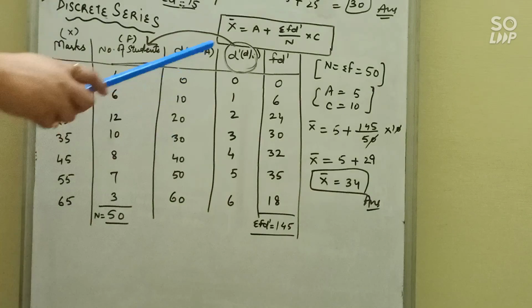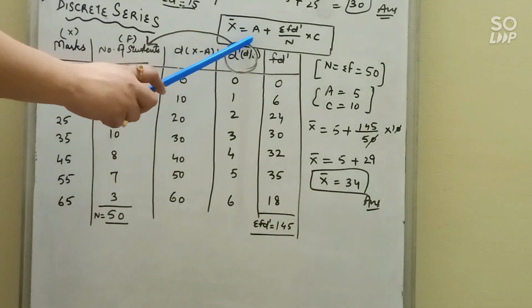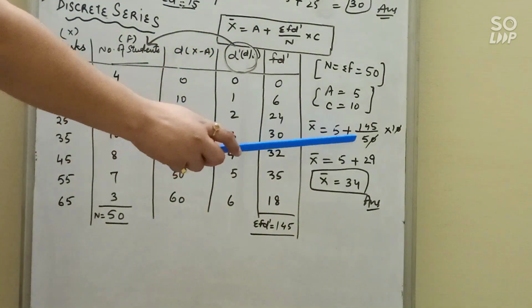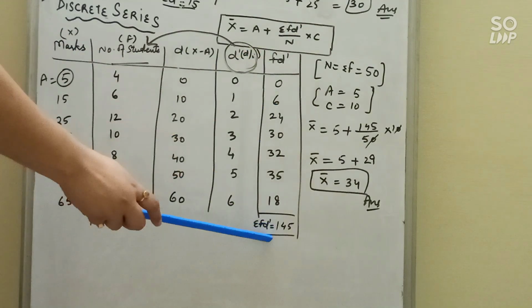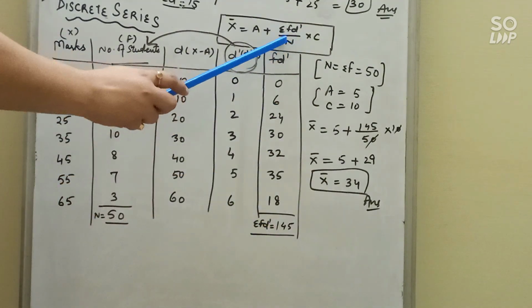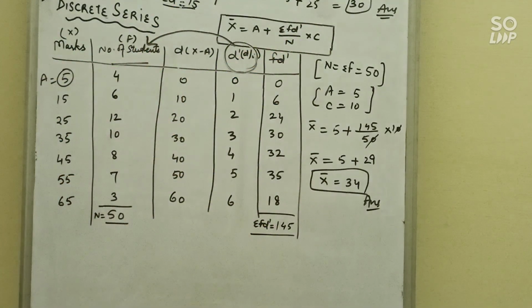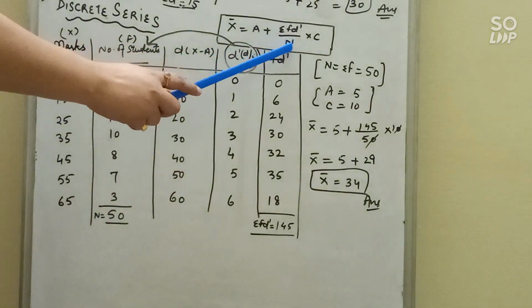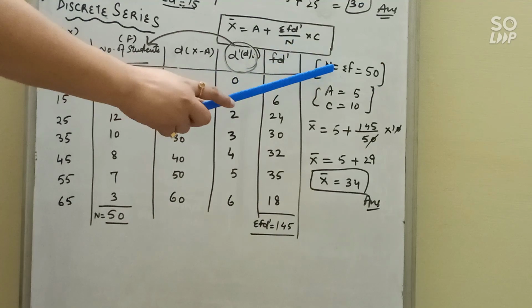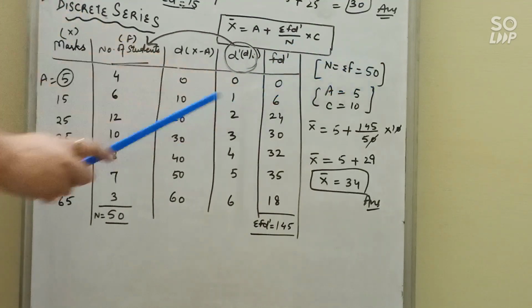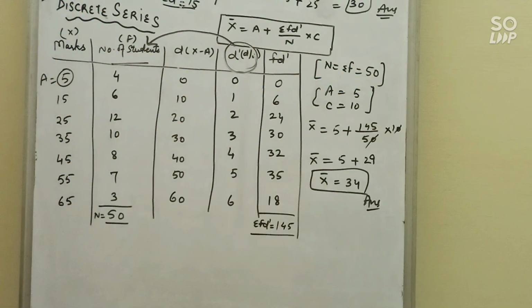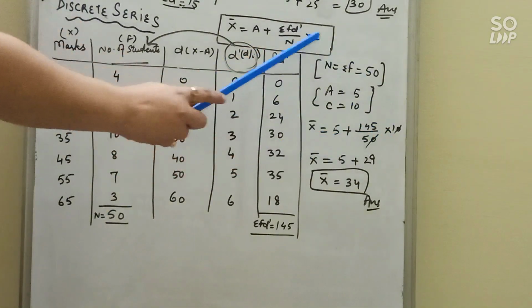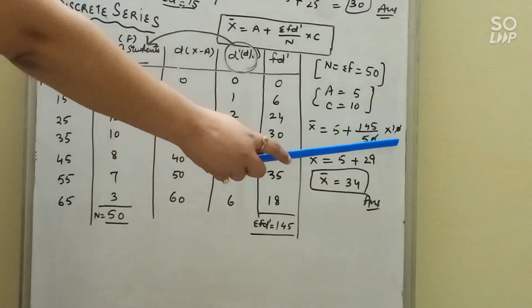Now put the values in the formula. The formula is A, assumed mean, that is 5, plus sigma FD dash, that is 145, upon N. N means n in discrete and continuous series. Please be careful while taking n, or you can write sigma f also. Clear? So n means sigma f, that is equal to 50. This is n, total number of students, or sigma f. So 50 into C. C is the common factor, that is 10.